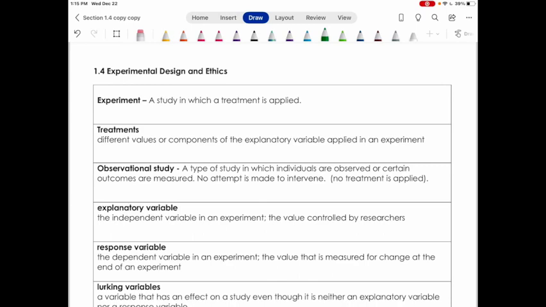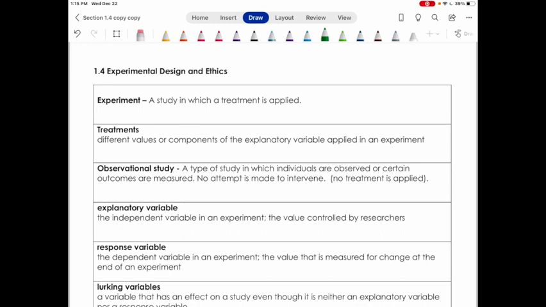Okay, in this section, we're going to look over the contents from section 1.4, which is experimental design and ethics. So the goal of every statistical study is to collect data and then use it to make a decision. We have talked a lot so far about identifying the variables, the population, samples, and how to collect the sample. Now in this section, we're going to move forward and talk about different designs of studies and experiments.